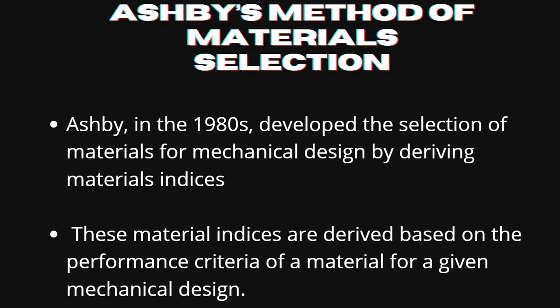Michael F. Ashby is a British metallurgical engineer. He made standards for materials. In the 1980s, Ashby developed the selection of materials for mechanical design by deriving material indices. He did research and projects and derived the whole set of material property standards for material selection. This is used as a guide for engineers, and it is based on British standards. Some Americans also use American standards. This material indices are derived based on the performance criteria of the material given the mechanical design.